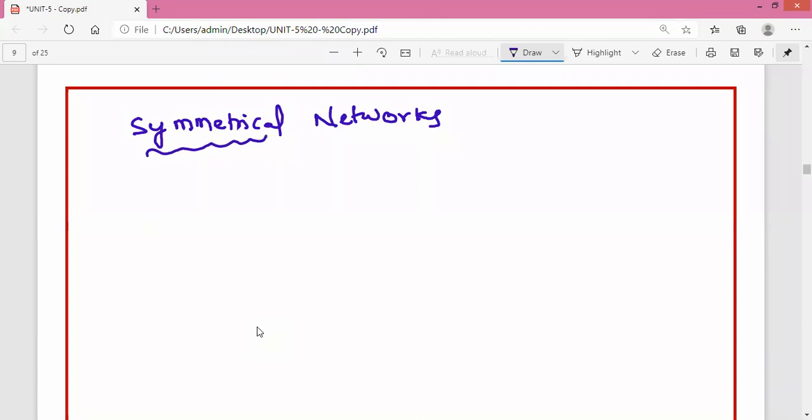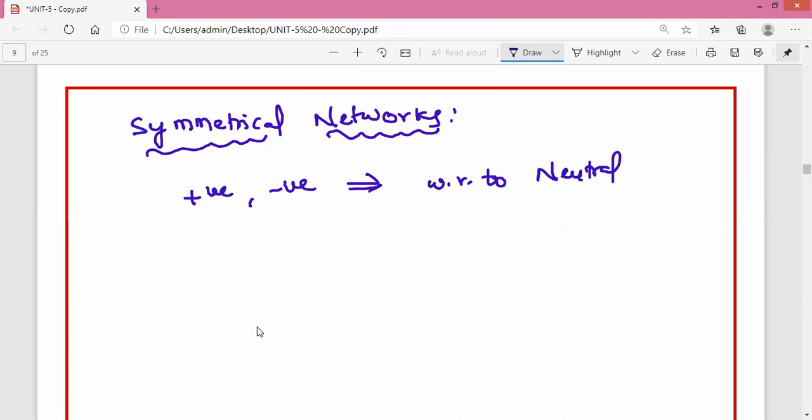By using symmetrical components, we have to write the symmetrical networks. The symmetrical components are represented by a network model, and those networks are called symmetrical networks. These symmetrical networks are in a per-phase manner, with respect to neutral or ground. As we already discussed, positive sequence components and negative sequence components are represented with respect to neutral.